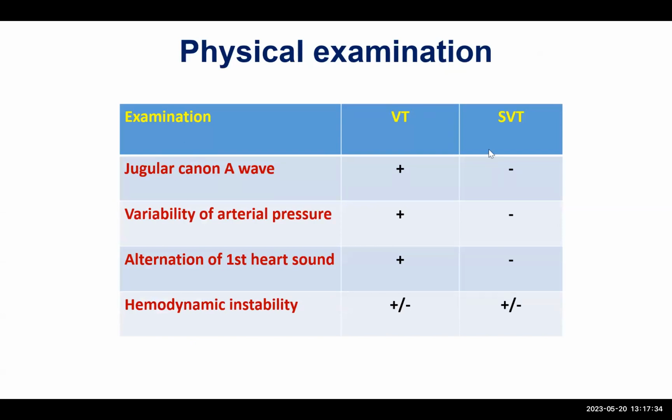In physical exam, jugular cannon A waves favor VT, of course. Variability in arterial pressure or first heart sound is favoring VTAC. Hemodynamic instability does not actually favor VTAC or SVT. It can happen in both. We've seen SVT cases with hemodynamic instability, and we see VTAC cases who are hemodynamically stable. So hemodynamic instability cannot differentiate between VTAC and other differential diagnoses of wide QRS complex tachycardia.